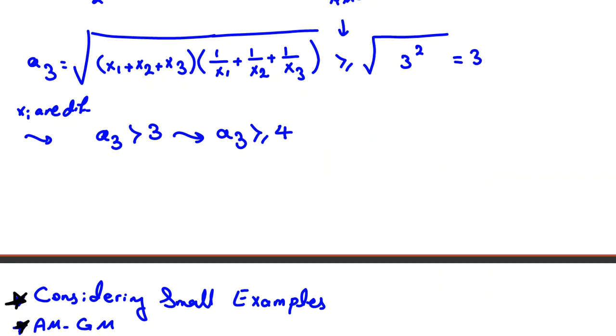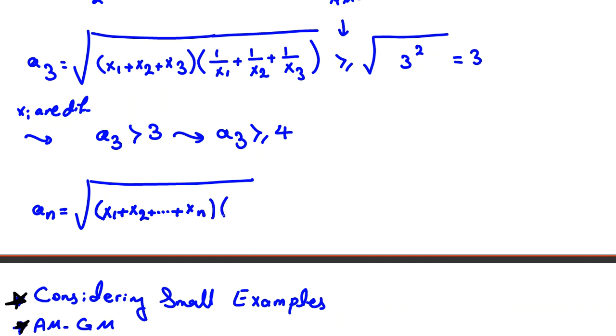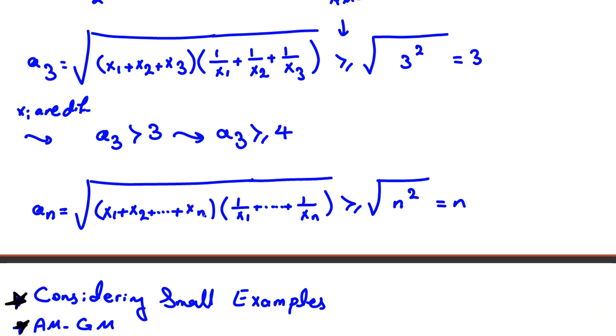If we use this approach, an is the square root of x1 plus x2 up to xn times 1 over x1 up to 1 over xn, and it is at least the square root of n squared, which is n. We know equality holds when the xi's are equal, here by AM-HM. So the xi are different, and we conclude an is at least n plus 1.